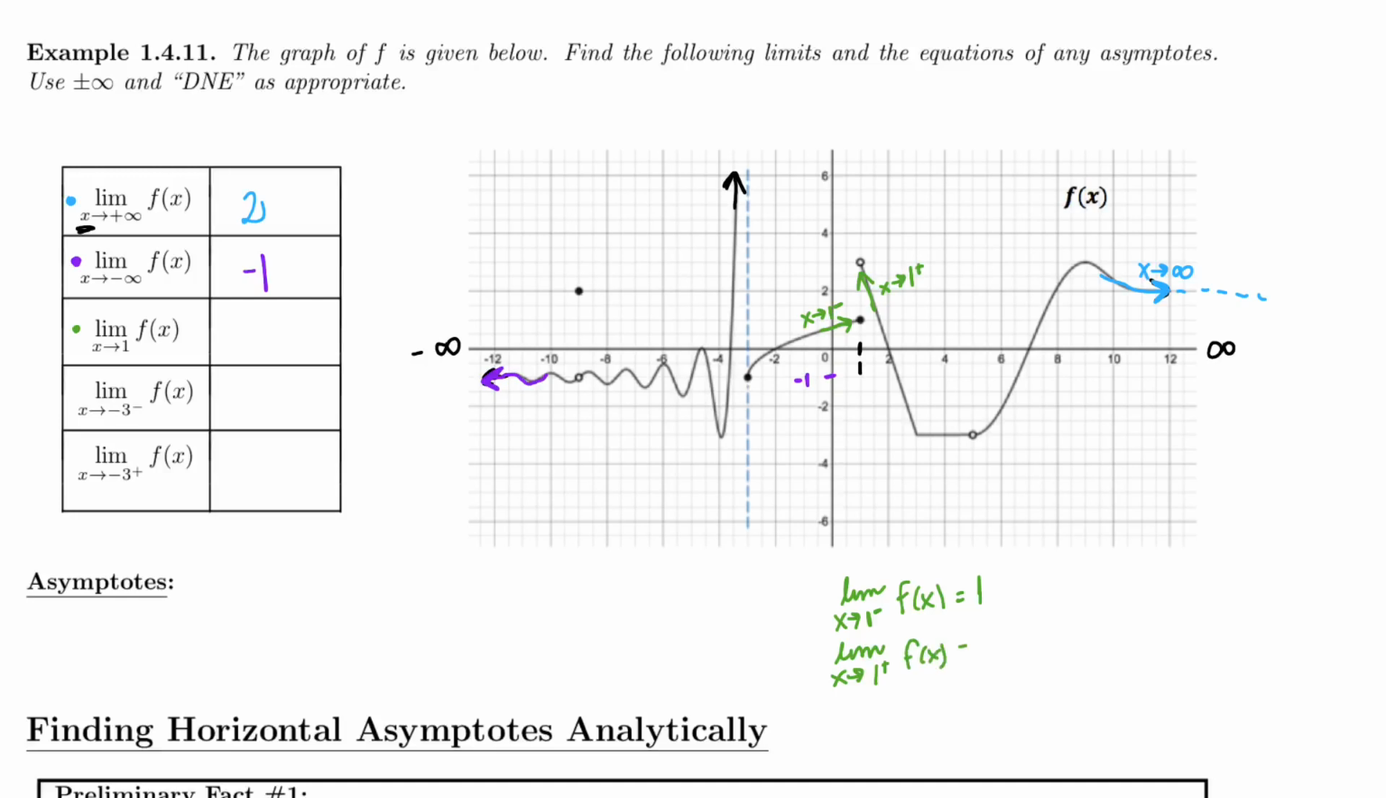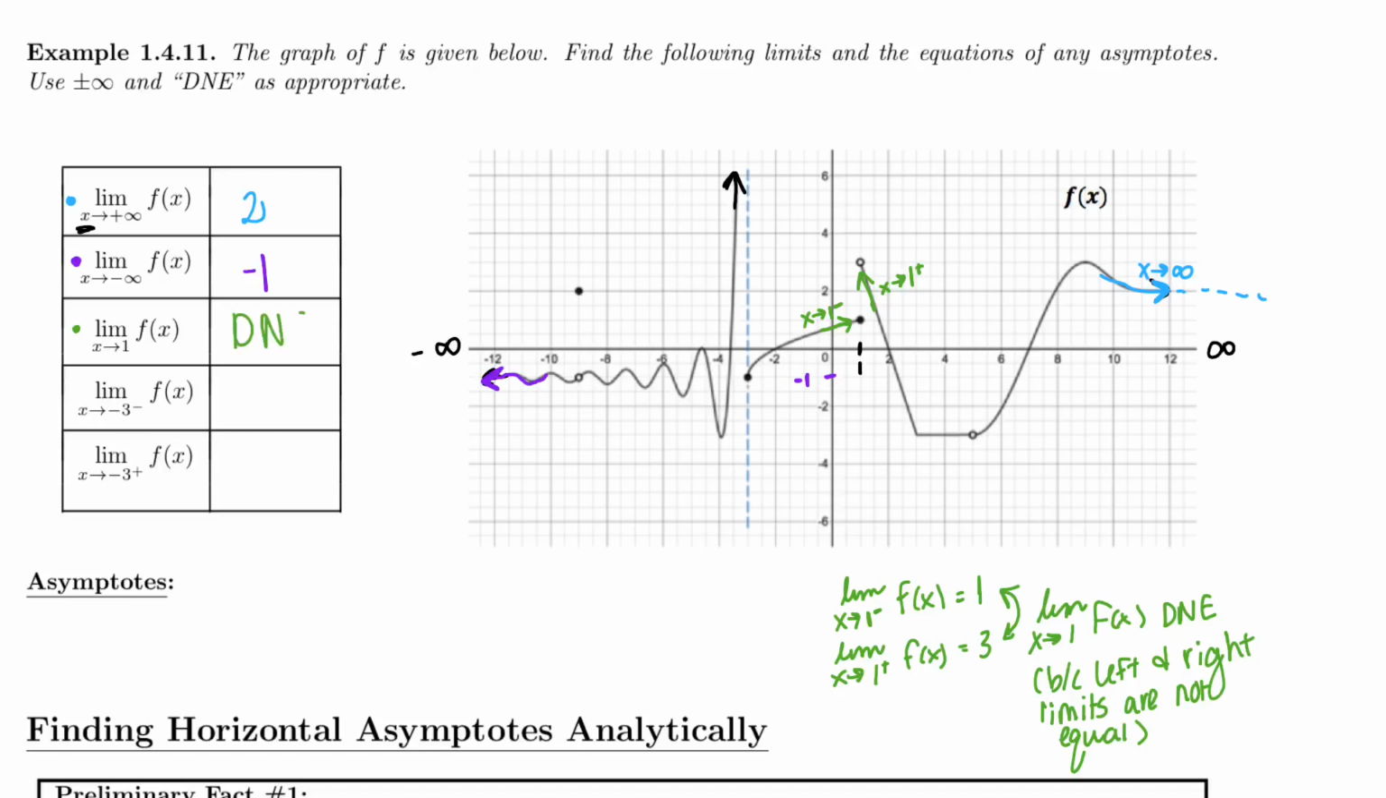this is approaching 3. Because these two are not equal, the left and the right hand limits are not equal, it means that the limit as x approaches 1 does not exist. They don't approach the same y value from both directions, so that limit will not exist.